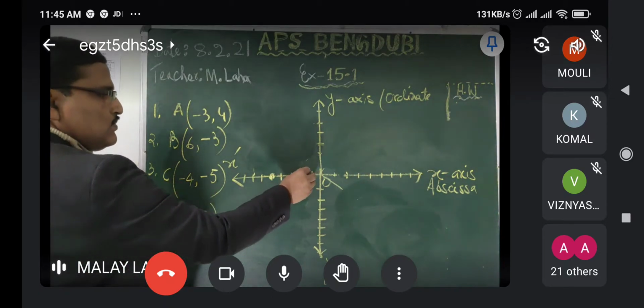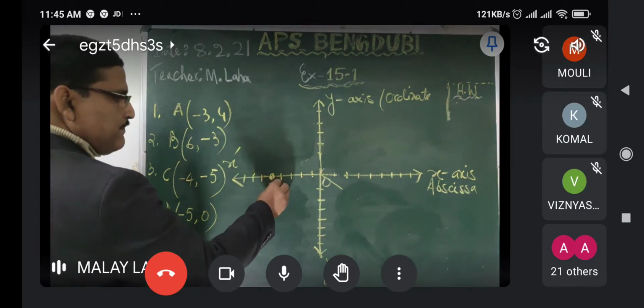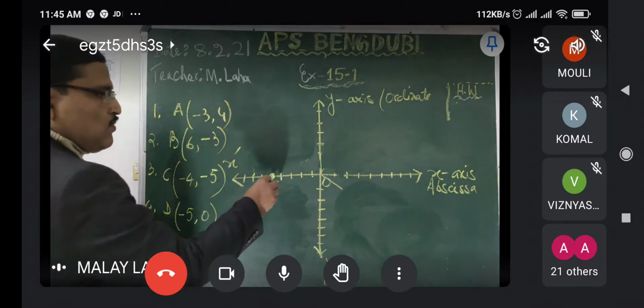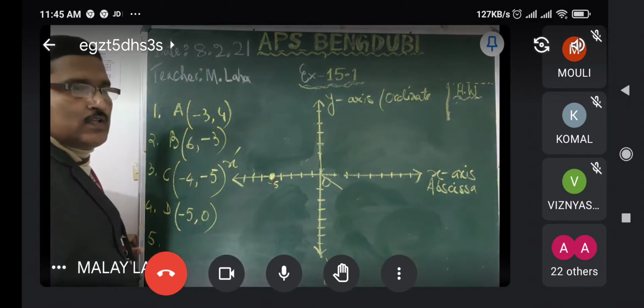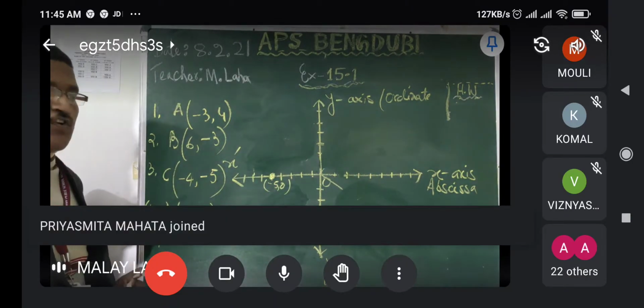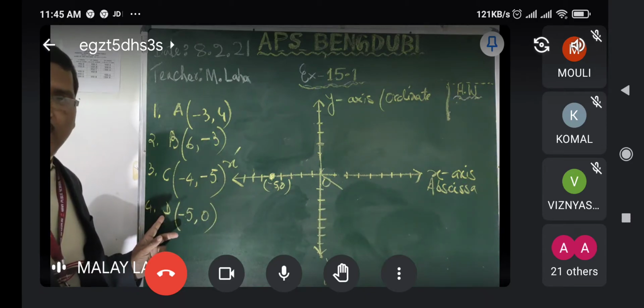You have to count 1, 2, 3, 4, 5. Minus 5. Here is the minus 5. And y is not moving. Y is 0. That means y is lying here only. So this is the position of D, the point on the quadrant, Cartesian plane.